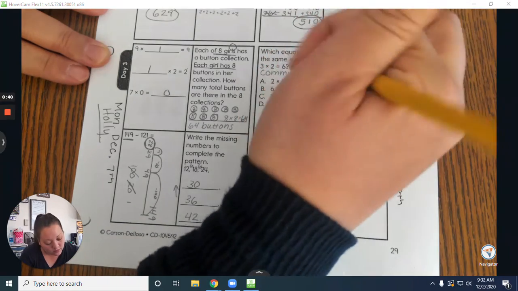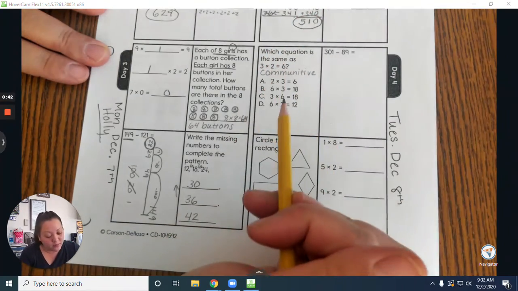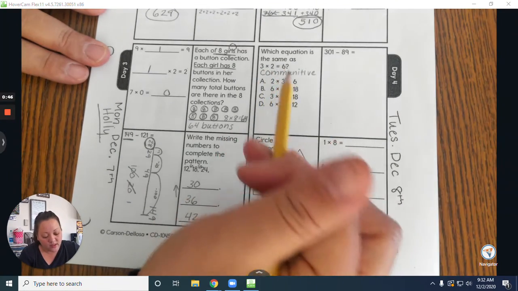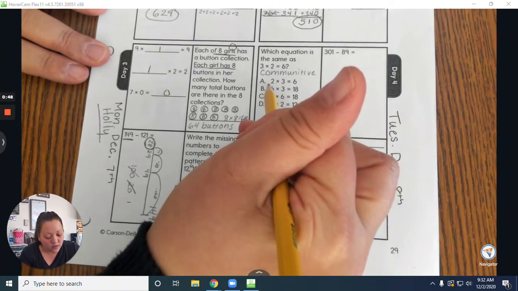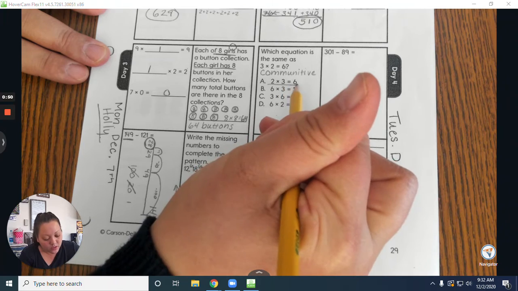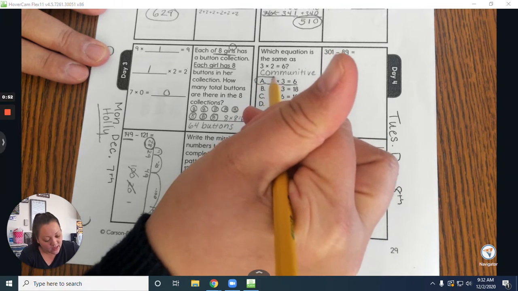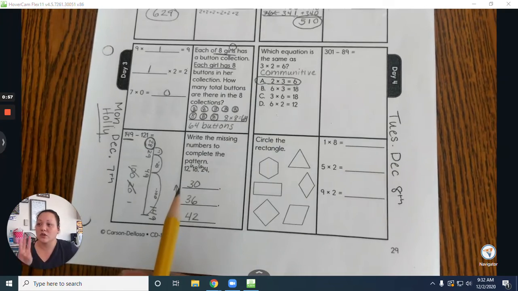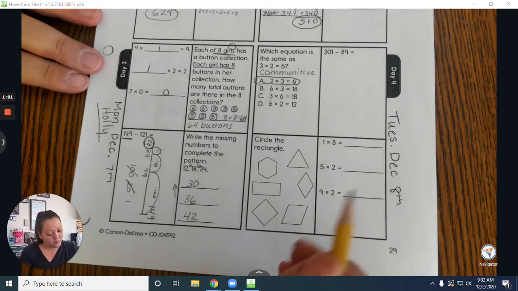Commutative property. I think I spelled that wrong, but commutative property. If I have 3 groups of 2 that equal 6, well, the same thing would be 2 times 3. Okay, so the answer is A, because it equals the same thing. 3 groups of 2 is the same as 2 groups of 3. Okay?